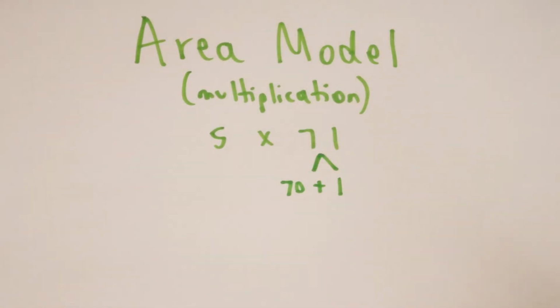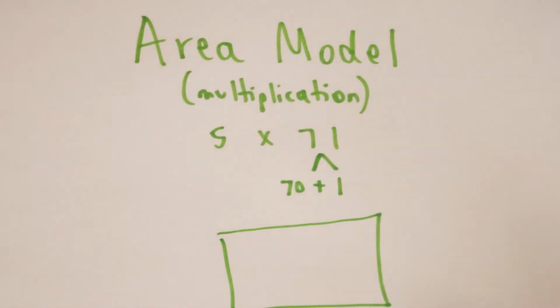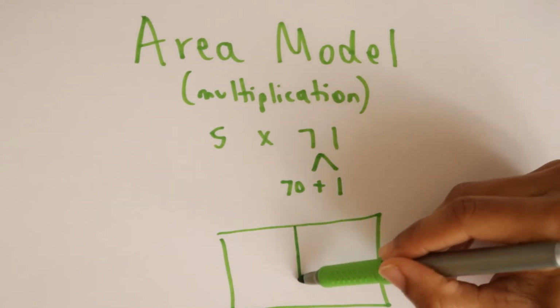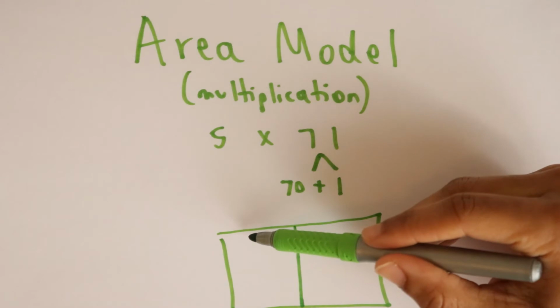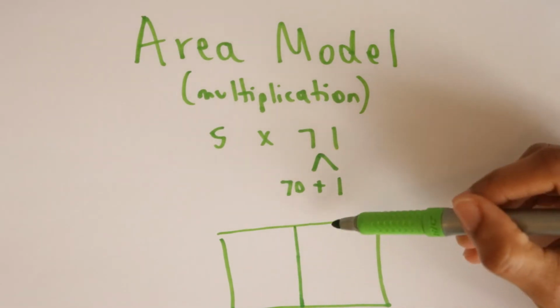Our next step is to draw our box. We split our box based on our expanded numbers. For the 5, we didn't expand it, so we don't need to split our box for 5. But we did expand 71. We expanded it, and it gave us two numbers. So we need to split our box so we have two pieces, one piece for the 70 and one piece for the 1.